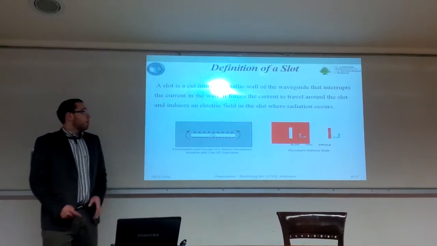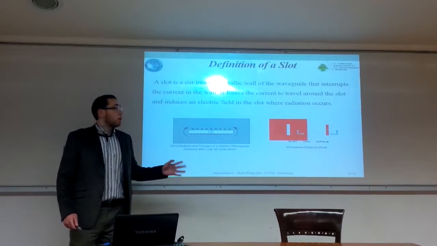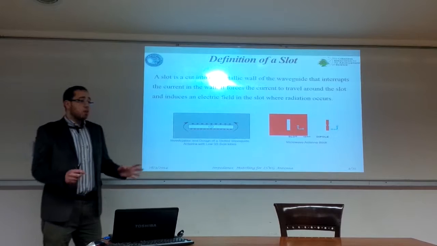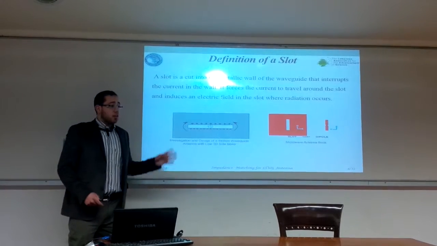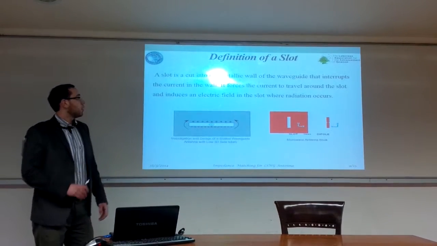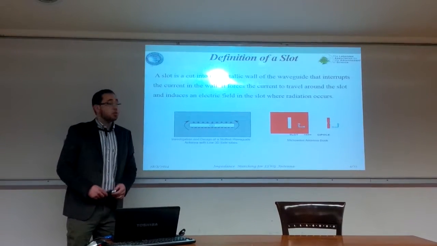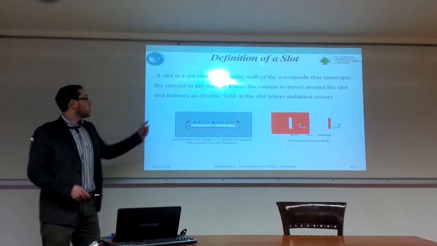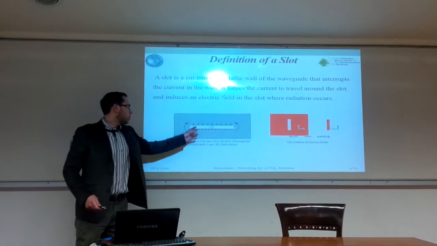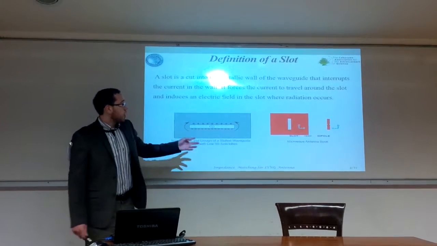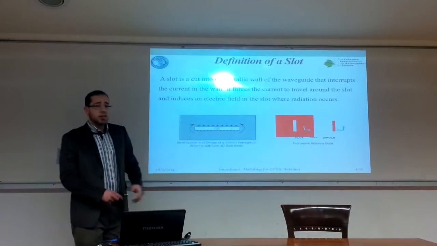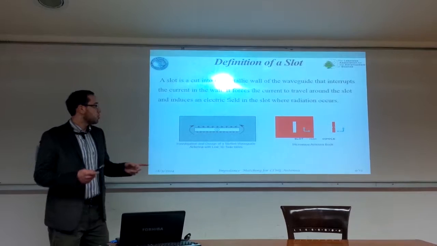The most important part of our antenna are the slots. A waveguide slot is simply a cut into a metallic wall that interrupts the current of the waveguide on the outside of the waveguide. It forces the current to travel around the slot and creates an electric field, and radiation occurs. So it acts simply like a battery, positive and negative, and it is opposite to the electrical dipole. It is a magnetic dipole where the electric field and the magnetic field interchange.